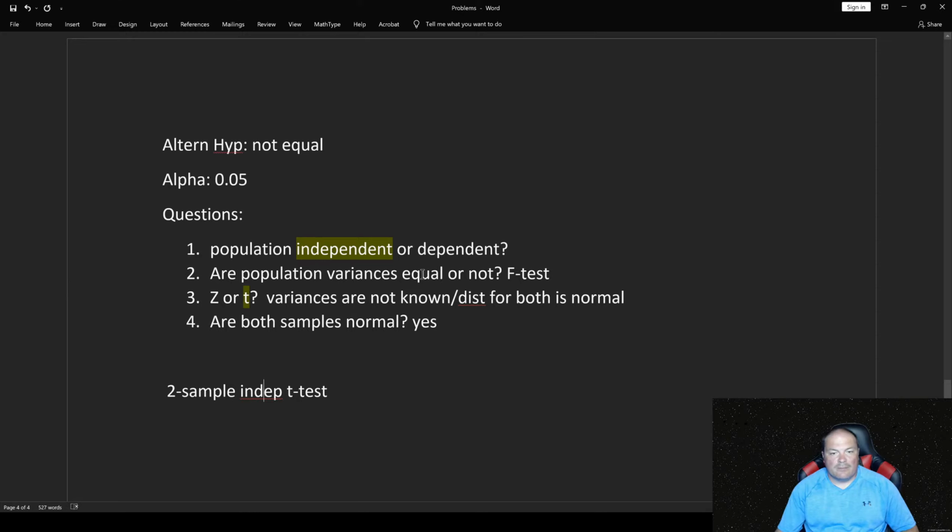Let's go back here. And now we assume equal variance. So what we're going to do is a two-sample independent t-test assuming equal variance.